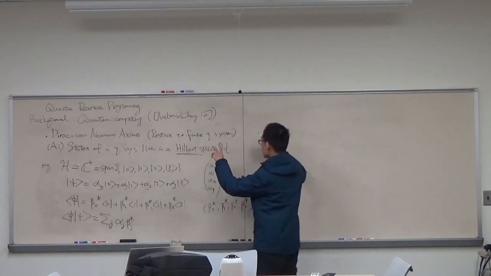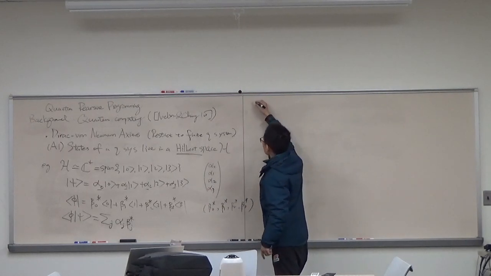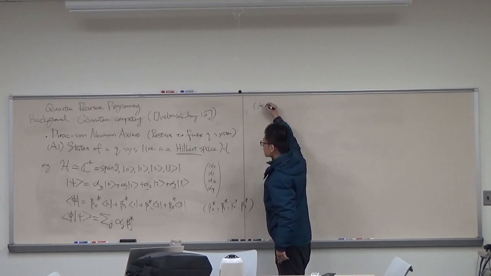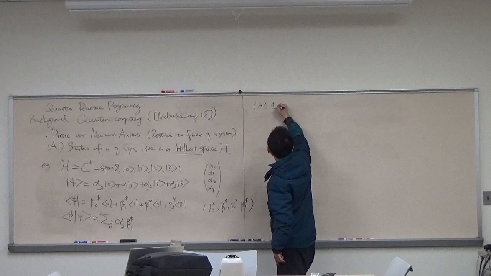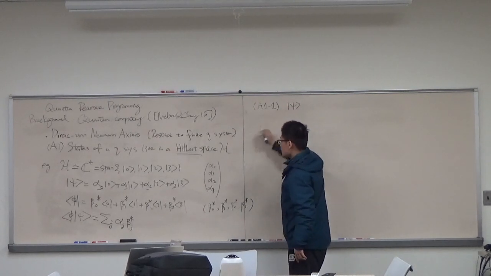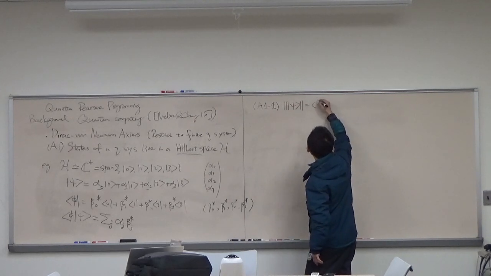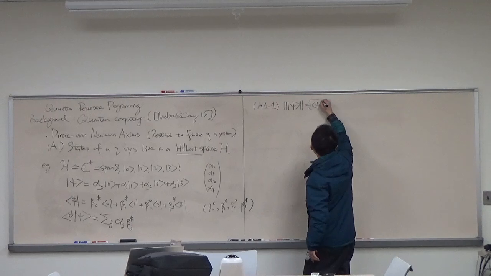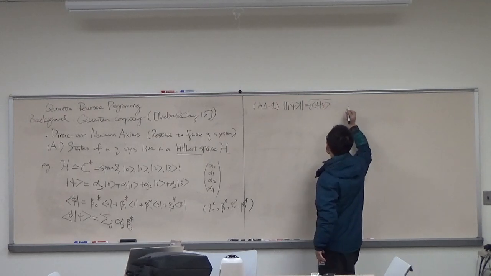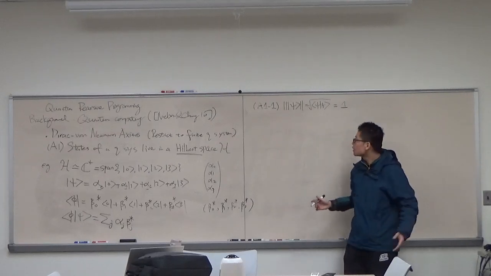And we need two additional conditions for a quantum state. So we add two additional conditions. First, each quantum state has its norm. So the norm is defined by the square root of the inner product with itself, and it is required to be 1. So it is all normalized.